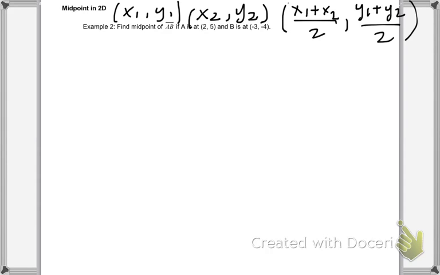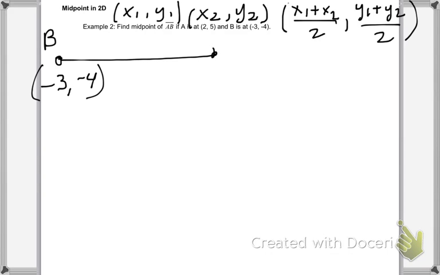Find the midpoint of segment AB if A is at 2, 5, and B is at -3, -4. So if it helps, go ahead, draw yourself a picture. I'm going to put my B over here since they're both negative. -3, -4. And my A is 2, 5. And I need to find this midpoint, this M value.